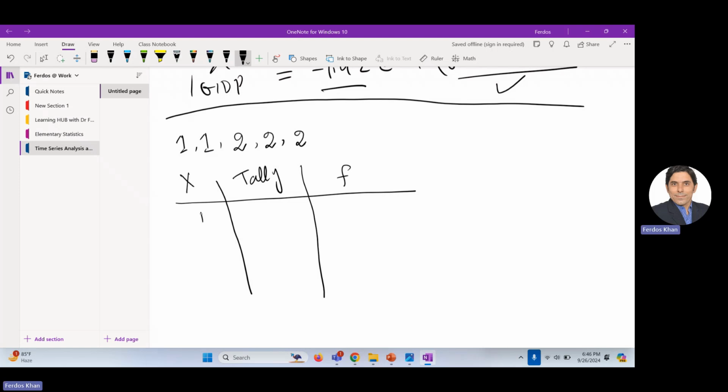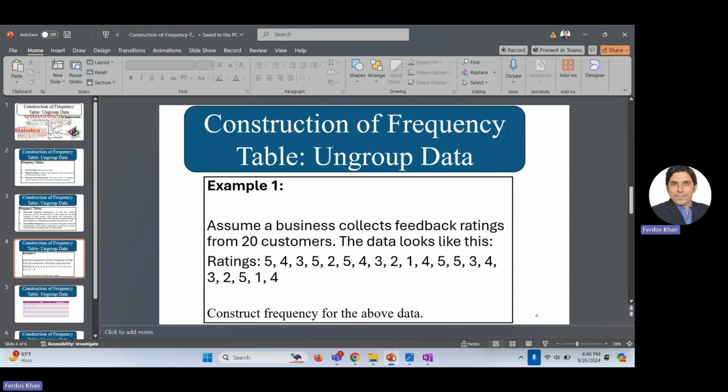So x, the observation or the value is 1, which is repeated 2 times. So we need to write 2. And then 2 is repeated 3 times. So we need to write 1, 2, 3. So this is 3 times repeated 3 times. Similarly, you can see the 3.